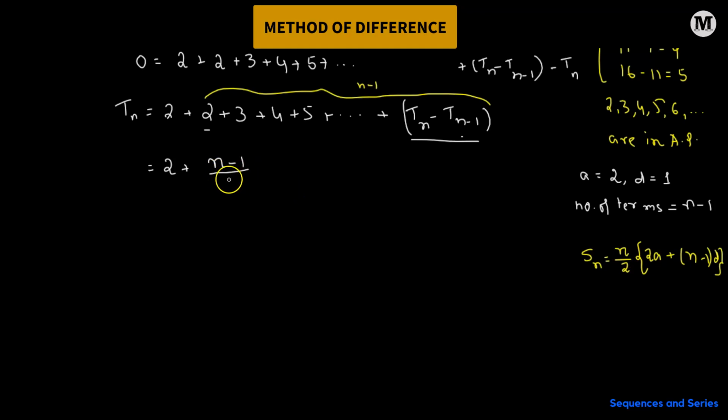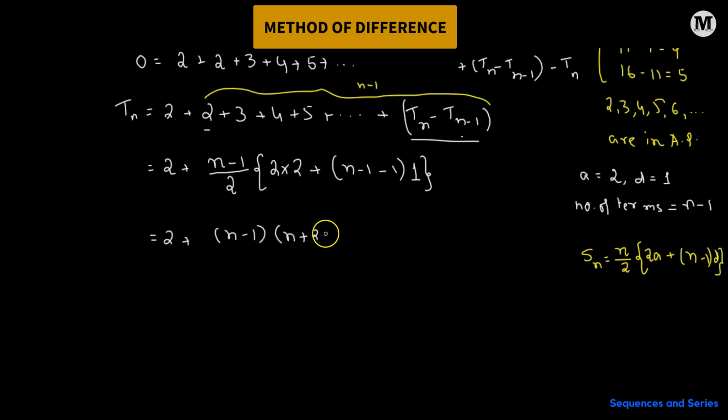So n minus 1 divided by 2. This will get multiplied to 2 times the first term. So our first term, that's 2, added to, we need n minus 1 here. So we have n minus 1 minus 1 multiplied to the common difference, so that's 1. Let's further simplify. We're going to get 2 added to n minus 1. So we have 2 times 2, that's 4, added to n minus 2. So that's going to give us n plus 2 whole divided by 2.